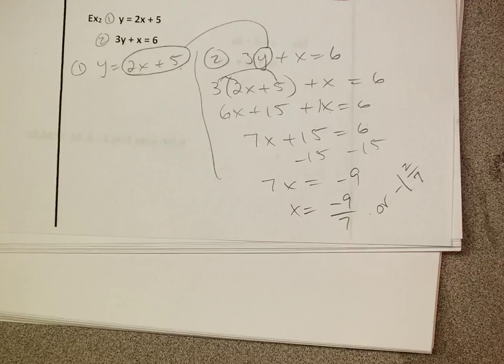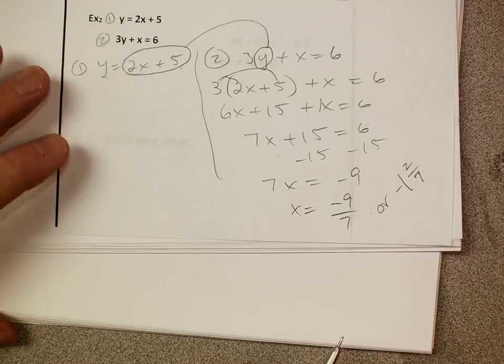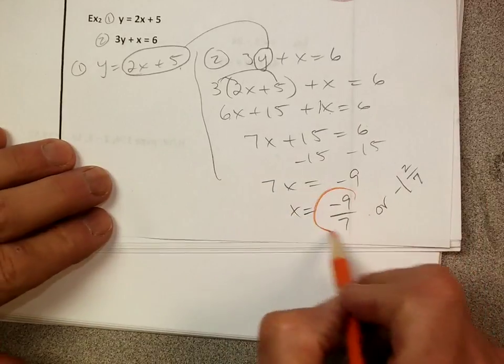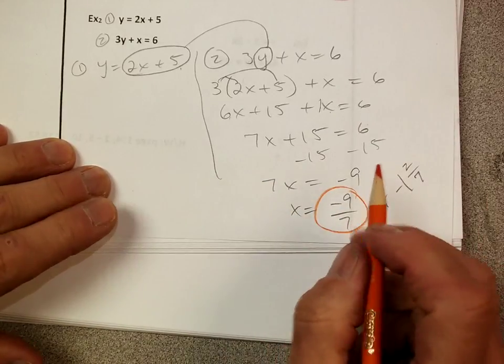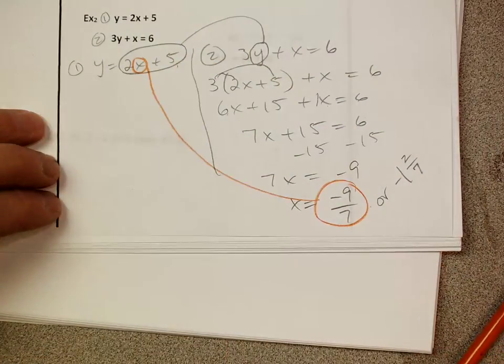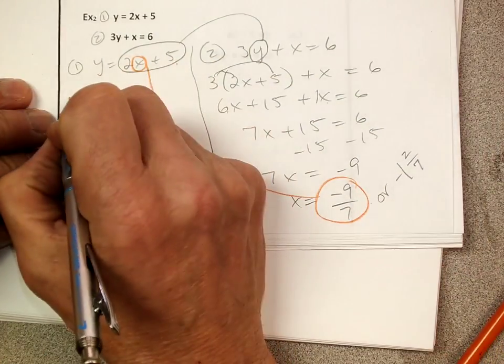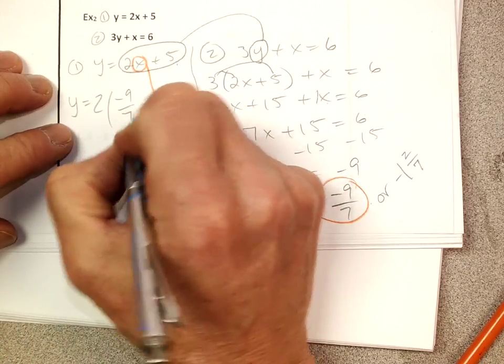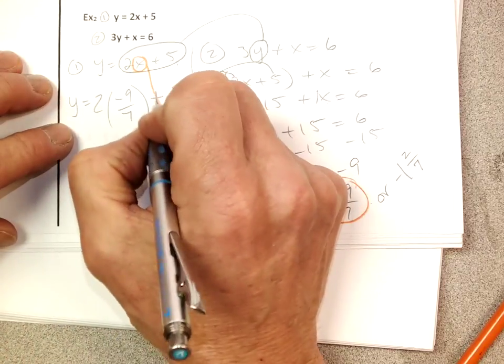Now, how do you get the y? Well, we're going to have to substitute. Yep, substitute. So Will's right, let's substitute. We're going to have to do a little bit of fractions. They don't scare me. I can handle fractions. y equals 2 times negative 9/7 plus 5, right?